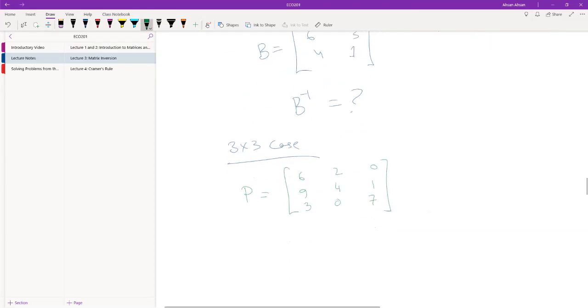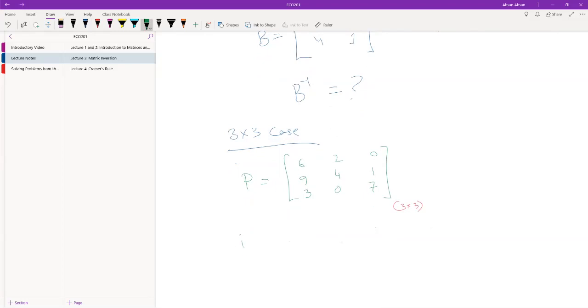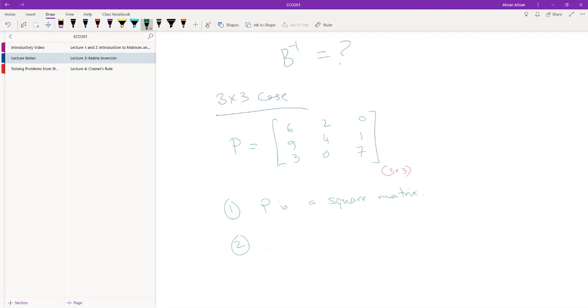Okay. So let's go step by step. Doesn't matter if we have a 2 by 2 or a 3 by 3 or any x by x case. The 6 steps that we have to follow are the same. So this is a 3 by 3 matrix. So the first criteria, the squareness criteria, is satisfied. So P is a square matrix. This is done. Okay. Second step, we have to calculate the determinant of P.